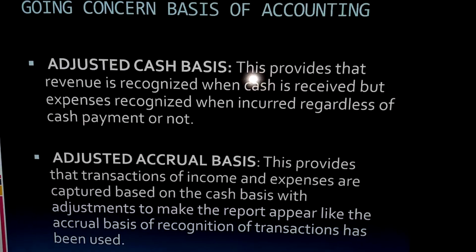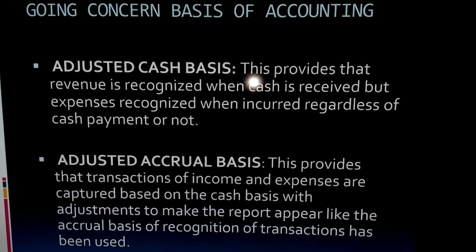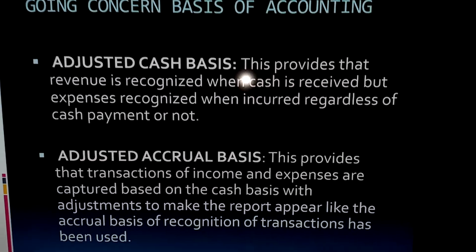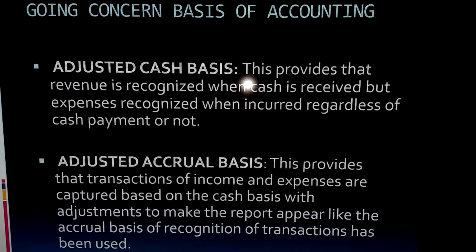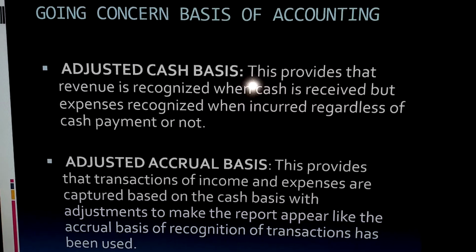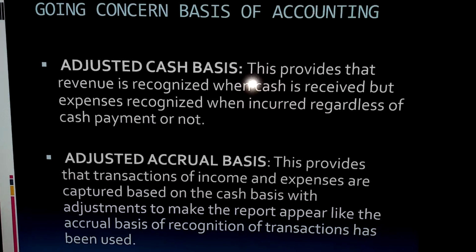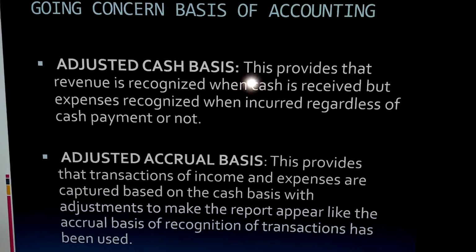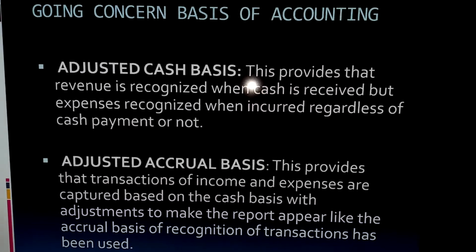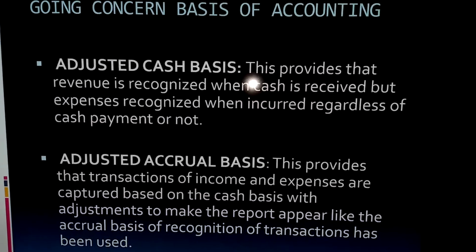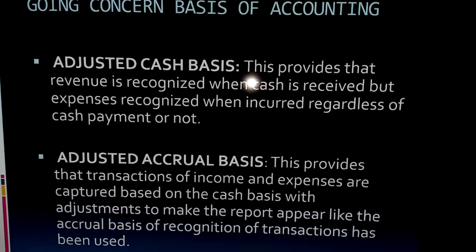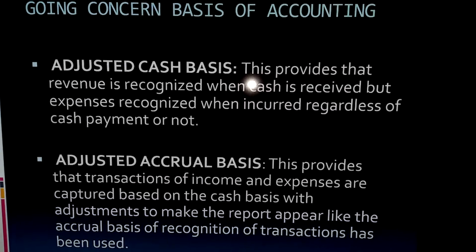The next basis under the going concern basis of accounting is what we call the adjusted cash basis. Here you're combining accruals and cash. For revenue, you only recognize the income when you receive the cash, but for expenses you recognize them when you incur them. That is what we call adjusted cash basis or modified cash basis. Your revenue or income is recognized when cash is received, but your expenses are recognized when you incur them, not when you make the payment.